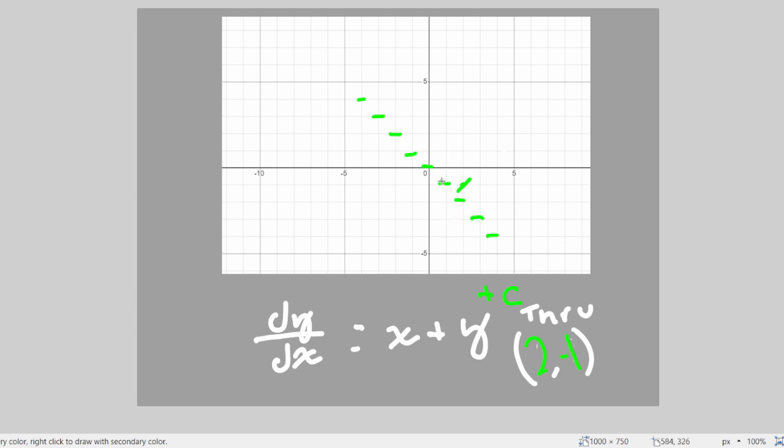And again, we can see this trend where if we take this point, x is 1, y is 0, it's 1 plus 0, it's going to be 1. And it's going to be 2 over here. And we can determine all the way here, it's going to be like that, all the way down.